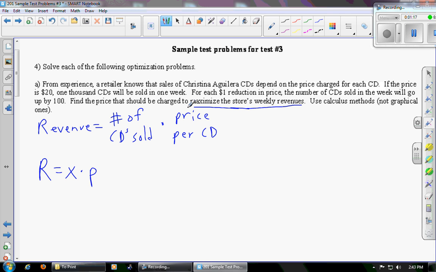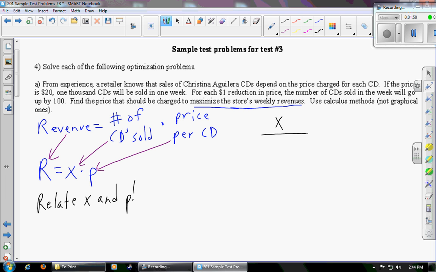I'm being very lazy and sloppy here. Should write something more formal like let X equal the number of CDs sold, etc. So that's the function to be maximized. The problem is the right-hand side has two variables in it, and we can only handle it when it has one. So our job is to come up with some relationship between X and P. To be even more precise, we're looking for an equation that has X and P in it and no other letters. So what I'm going to do is make a table based on the data in the paragraph.